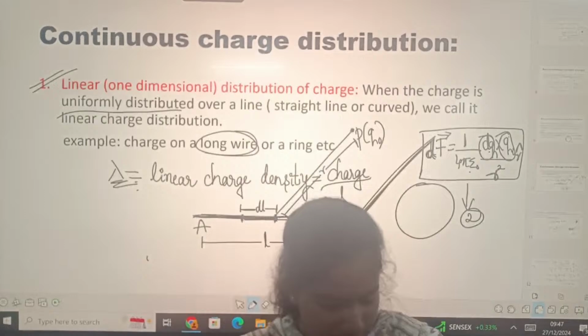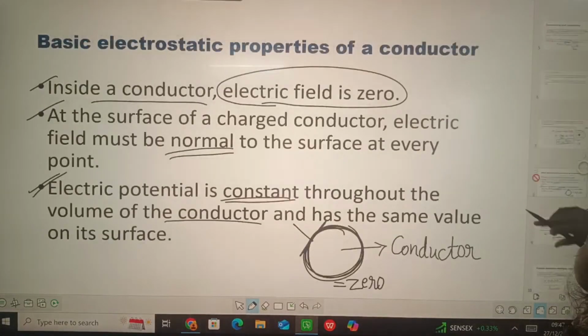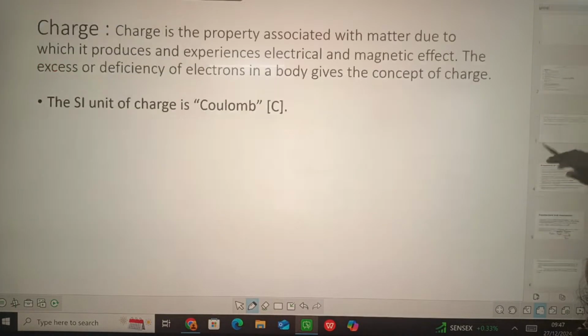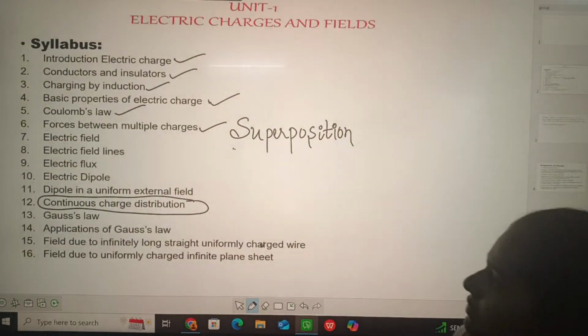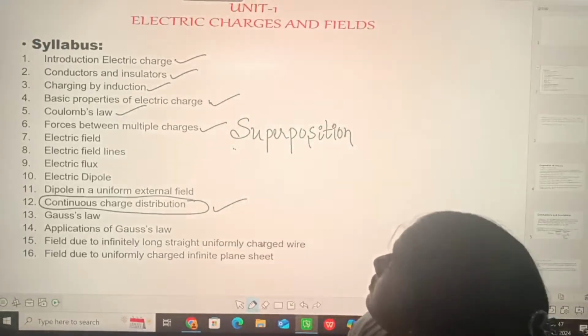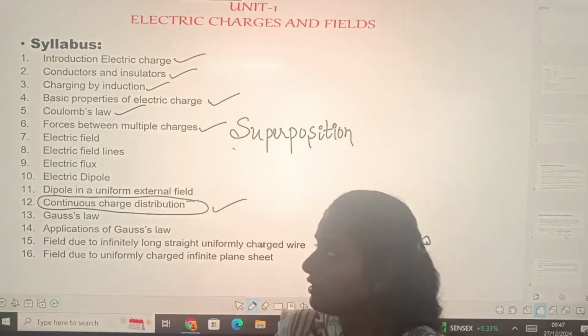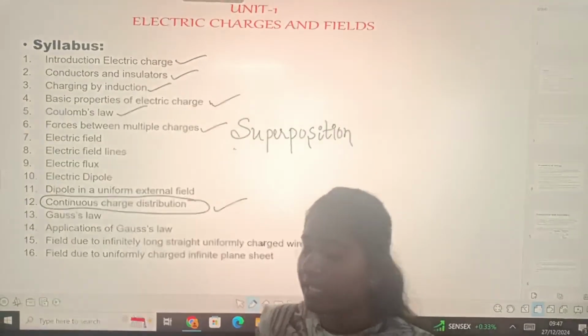In tomorrow's class we will go on to study electric charges and fields, which is presented in the syllabus. We have covered these things about the electric charges and fields. In tomorrow's class we are going to deal with electric field and electric field lines.